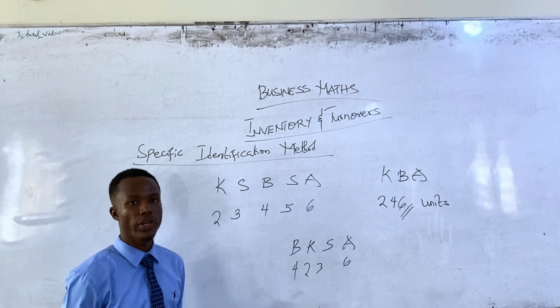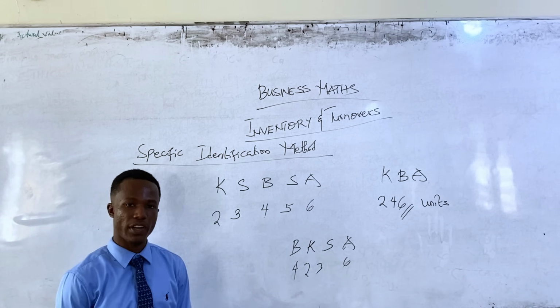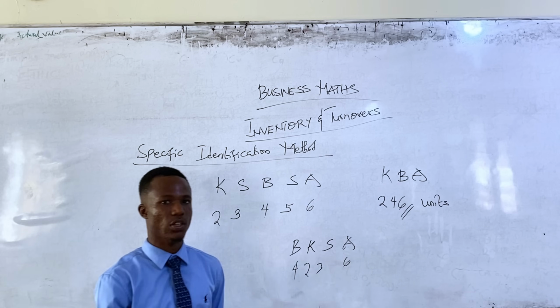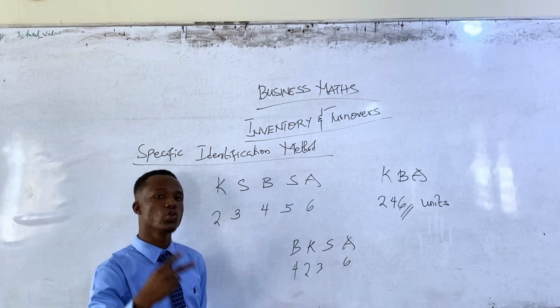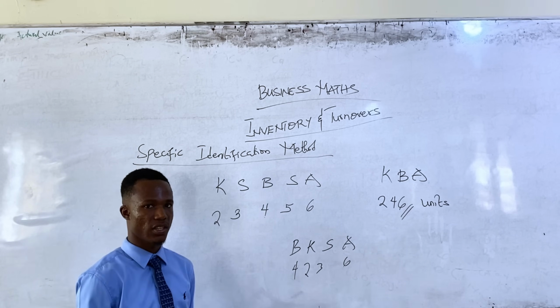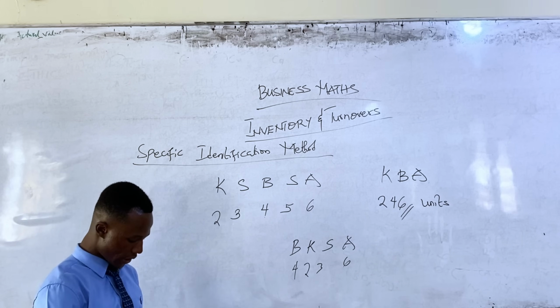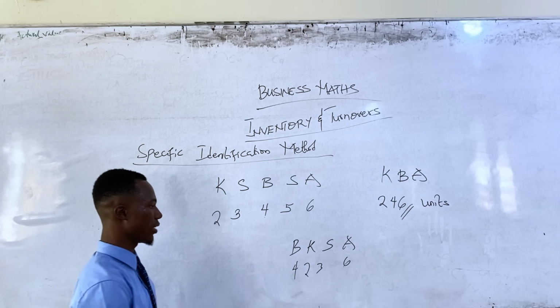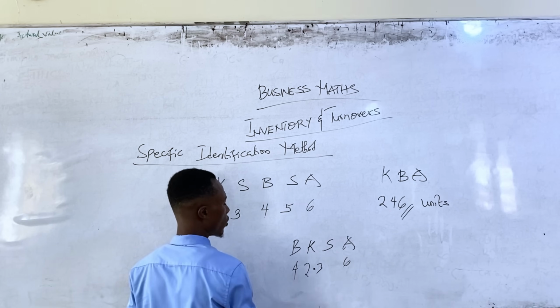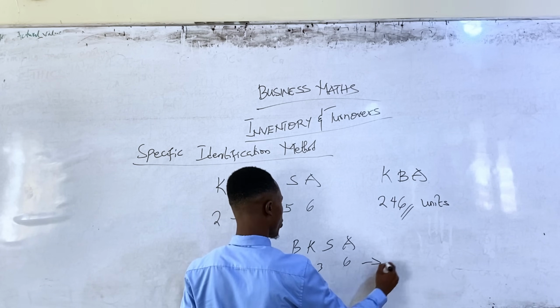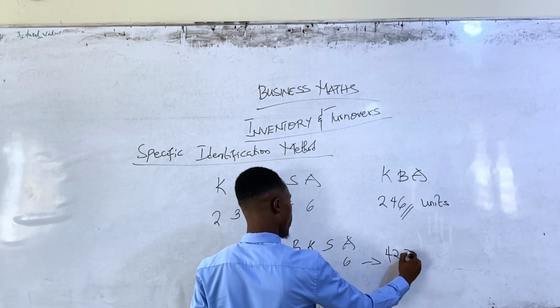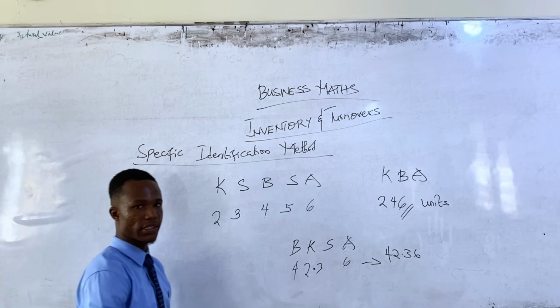So now we are looking for the value. When you are looking for value, it means you are looking for cost or price. So it should be in 2 decimal places because of our currency, right? And you know our currency is in 2 decimal places. So you bring a dot here. So your value of inventory is going to be 42.36. As simple as this, right?